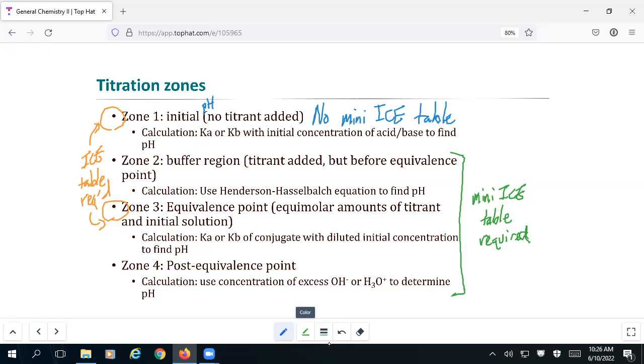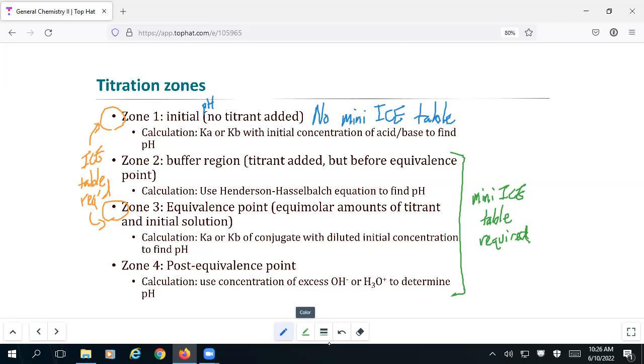So zone 1, again, this is your standard Ka or Kb to find pH calculation, straight out of the beginning of chapter 15. So nothing new. It's just recognizing that that's all that it is at that point.